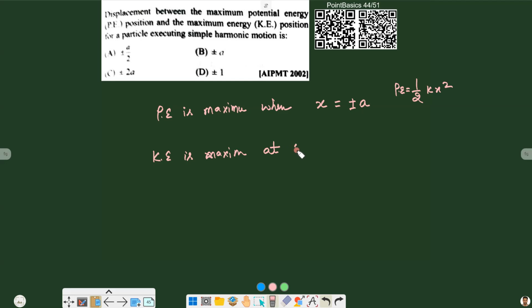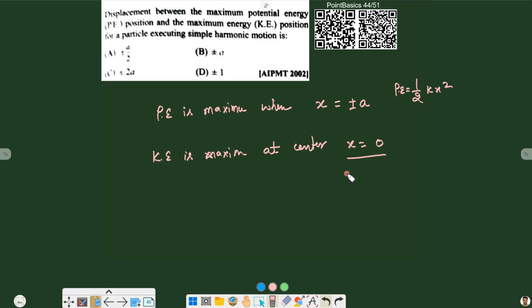Displacement between the maximum potential energy position and the maximum kinetic energy position for a particle executing SHM is. So potential energy is maximum when the displacement from the mean position is plus minus a, because the formula for potential energy is half k x square. Now kinetic energy is maximum at the center or at the mean position. So when x is equal to 0.